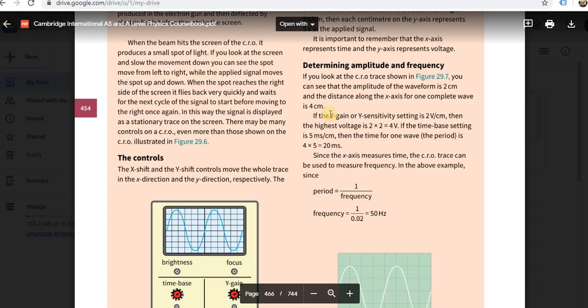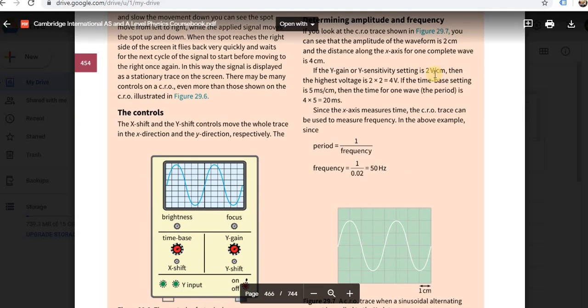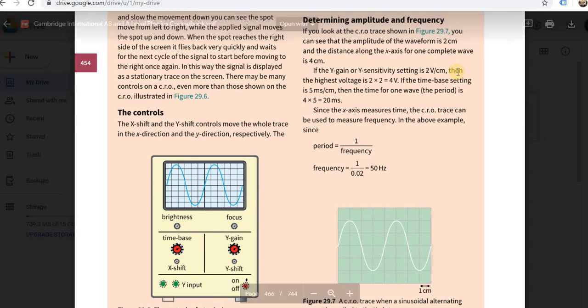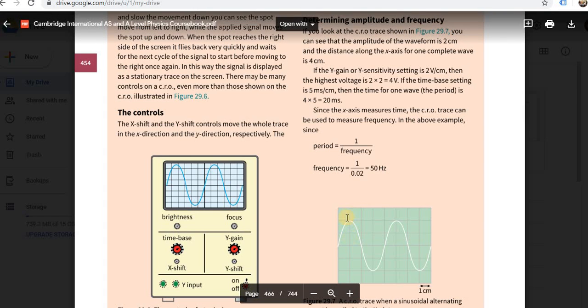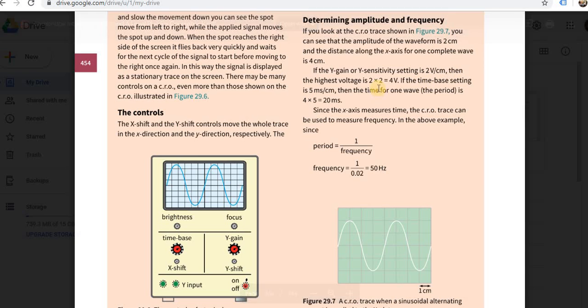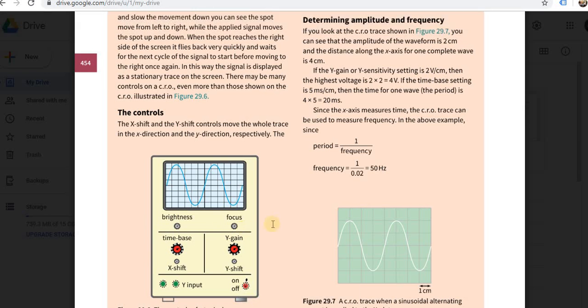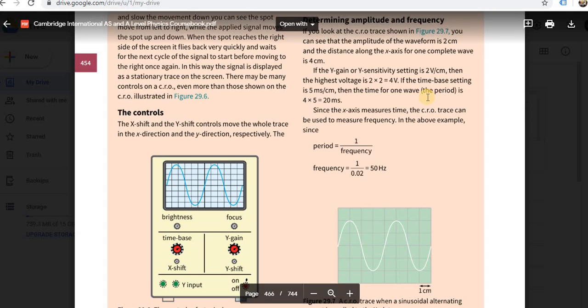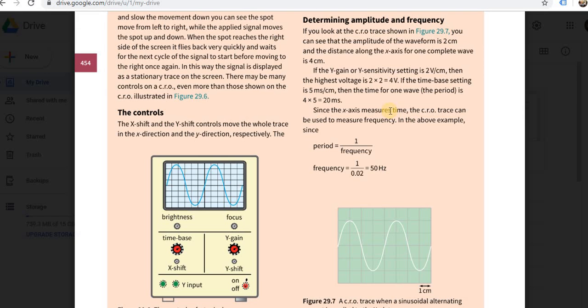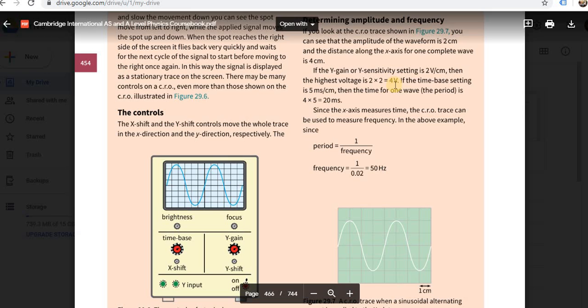Now, if your setting is such that the Y gain or Y sensitivity, that is this setting, you adjust it so that it is 2 volts per centimeter, then since the height of the crest is 2 centimeters, the amplitude will be 4 volts. So the highest voltage is 2 into 2. So 2 volts per centimeter is the setting, and it is 2 centimeters high, so that means it is 4 volts. Because 2 volts for 1 centimeter, then 2 centimeters will be 4 volts.